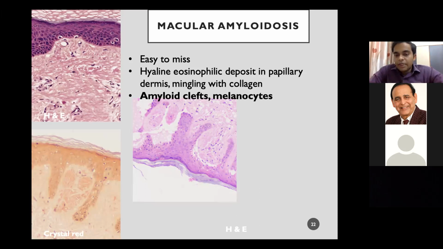The finer findings that can point you towards macular amyloidosis are some of the clefts that may be seen in the papillary dermis. Some melanocytes may be mixed in with the pinkish material. Then you may note that this can be macular amyloidosis. There are eosinophilic deposits, but in early disease it is very easy to miss.